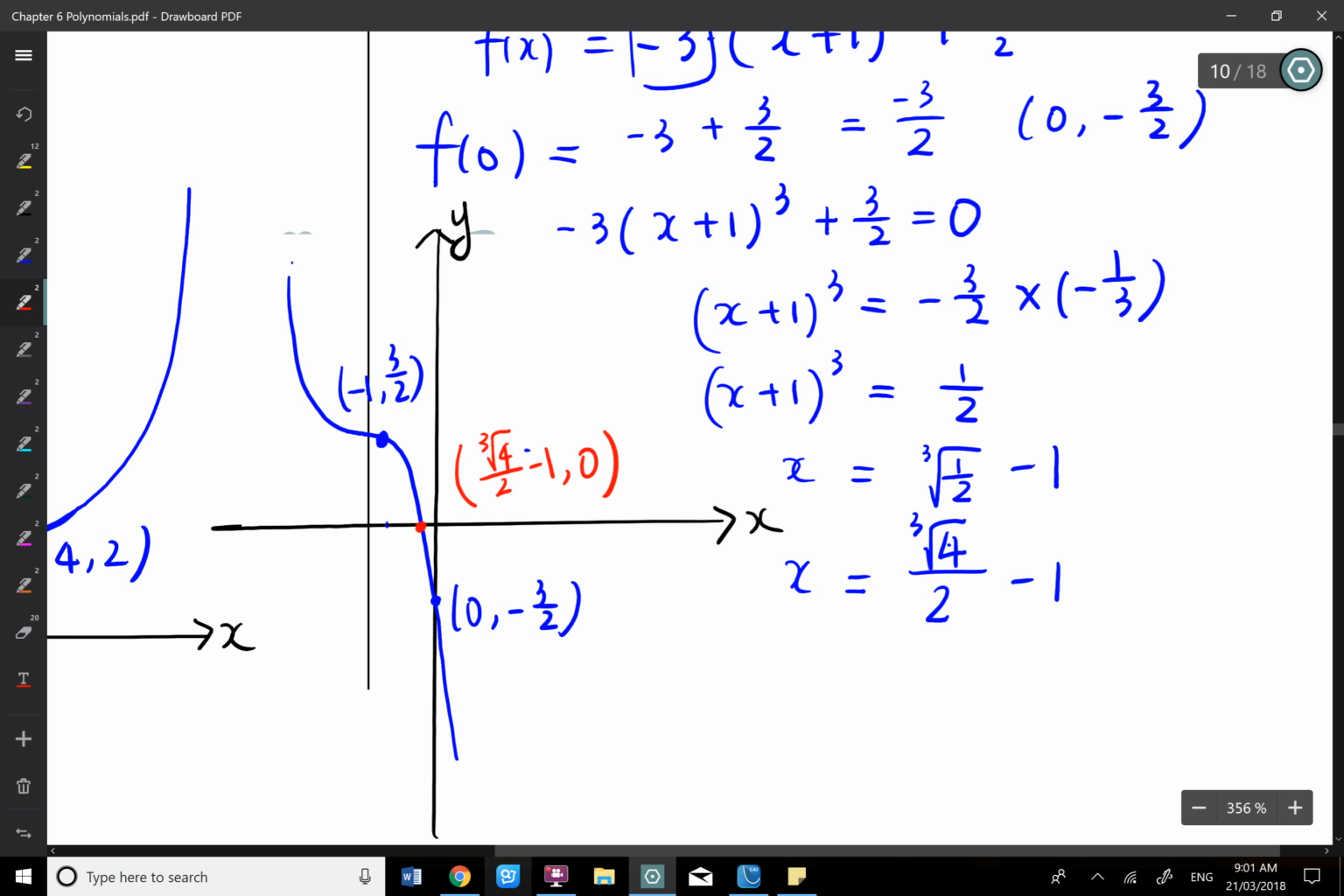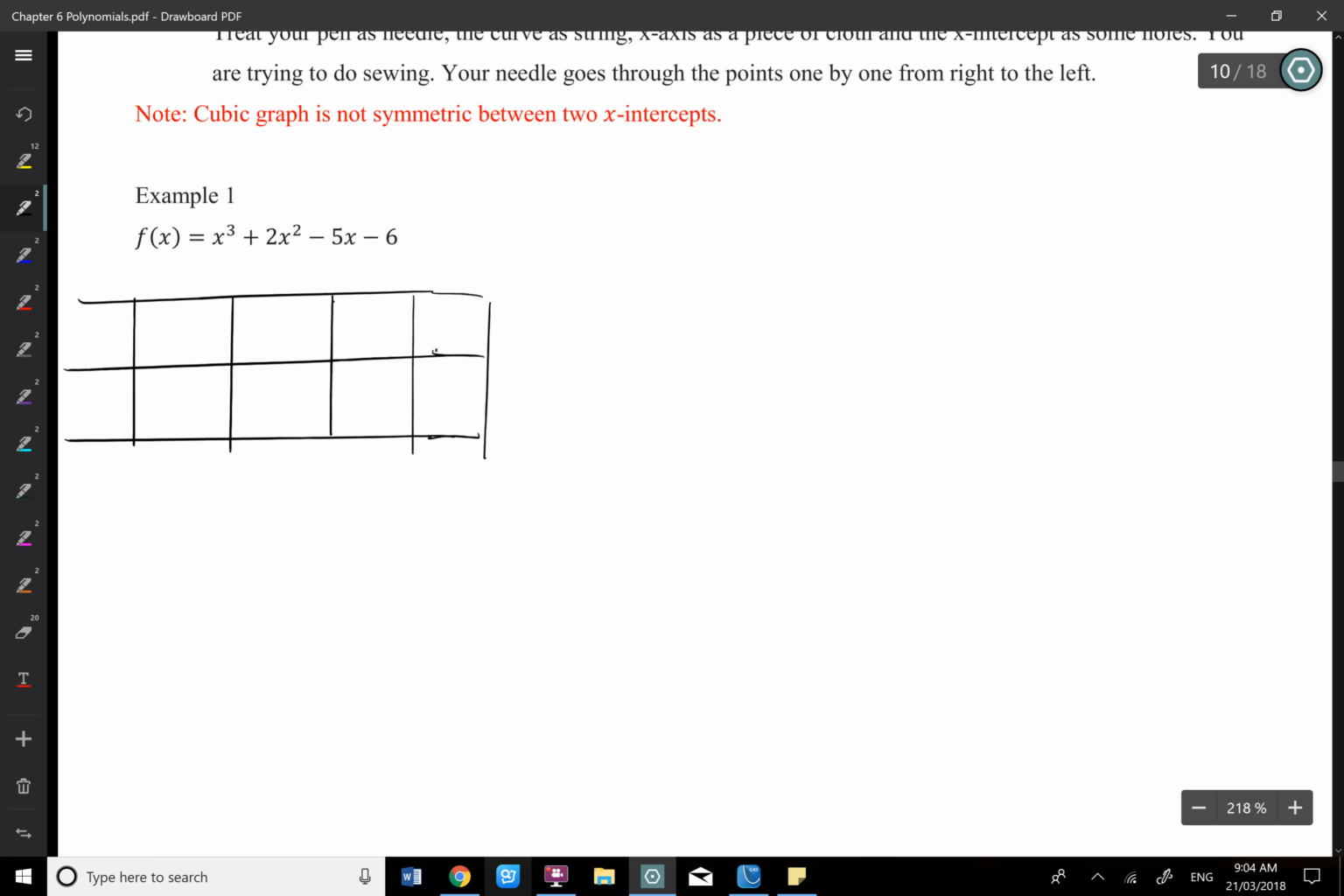So we still use this. Well, this is a general form for cubic. I'm not going to read through all of this. I'll just explain everything to you, and you can read it if you forget how to sketch.